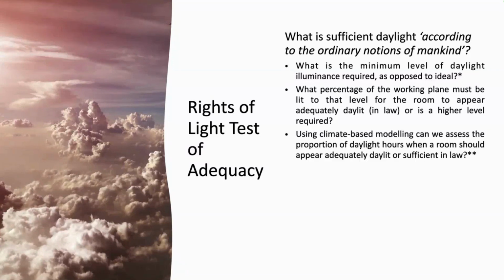And the question: using climate-based modelling, can we assess the proportion of daylight hours when a room should appear adequately daylit or sufficient in law? You can't ever get 100% satisfaction in this sort of study. It's usually set at about 80%.